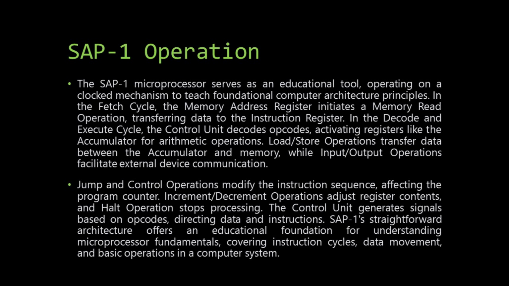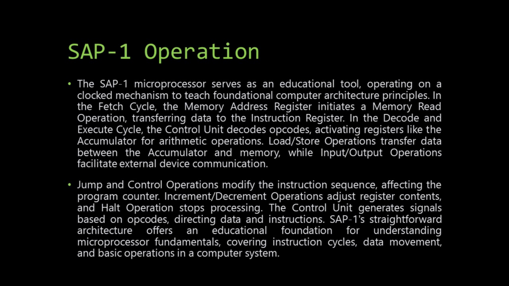The Simple-As-Possible 1, or the SAP-1 microprocessor, serves as an educational tool designed to illuminate the foundational principles of computer architecture. Operating on a clock mechanism, SAP-1 ensures that each operation aligns with clock pulses, establishing a structured rhythm for processing. In the fetch cycle, the memory address register holds the instruction's address, initiating a memory read operation signaled by the control unit. The content of the addressed memory location resides in the memory buffer register, subsequently transferred to the instruction register.